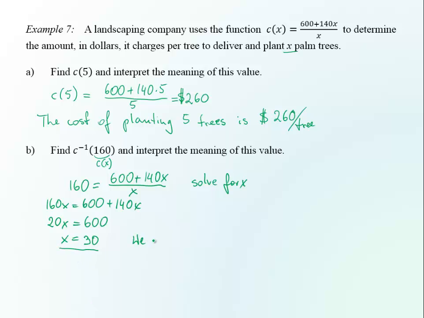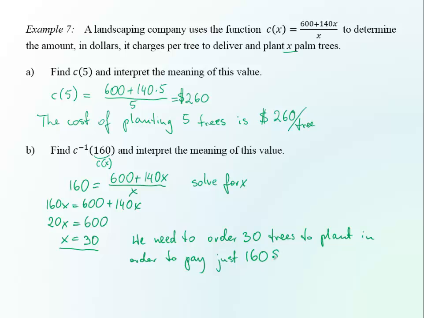Well, we need to order 30 trees to plant in order to pay just $160 per tree. That's what it really means.